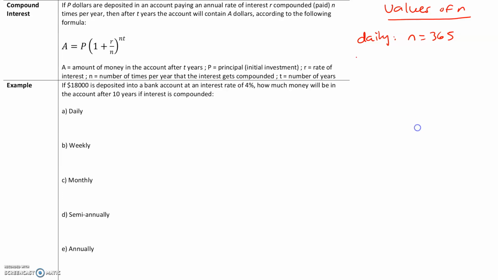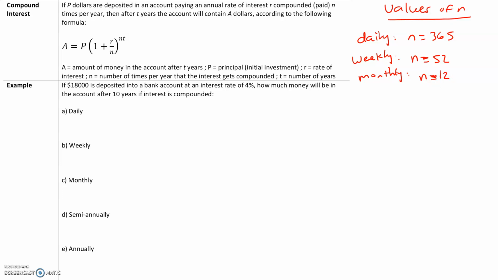Okay, let's say that we want to compound interest weekly. How many weeks are there in a year? There are 52 weeks. So the interest gets compounded every week, which means in 1 year, it'll get compounded 52 times. What about monthly? If the interest is compounded every month, how many times will it get compounded by the end of the year? Well, 12 times, because there are 12 months in a year.